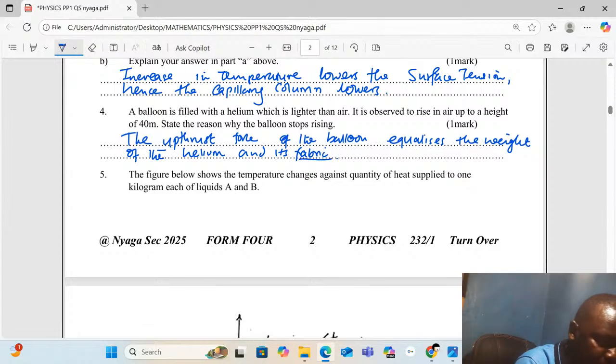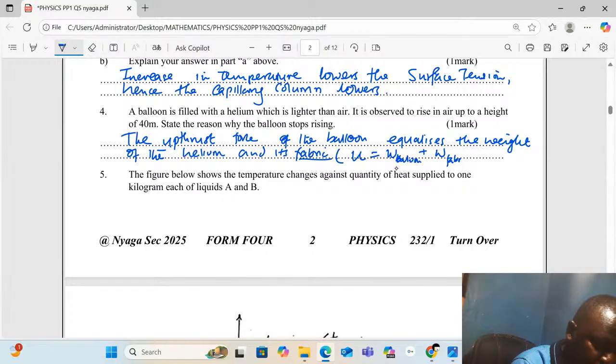When we say the fabric, we mean the material making the balloon. So in short, upthrust force is equal to the weight of the balloon plus the weight of the helium. The weight of the balloon plus the fabric.